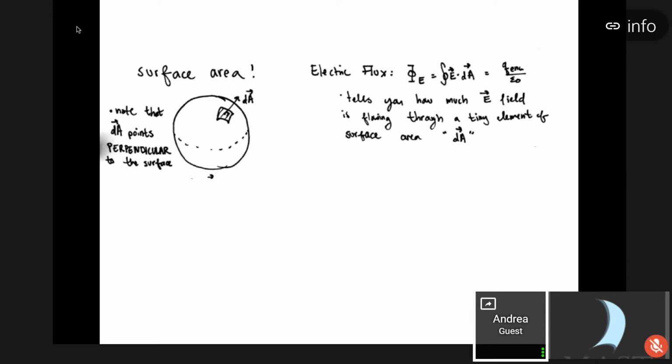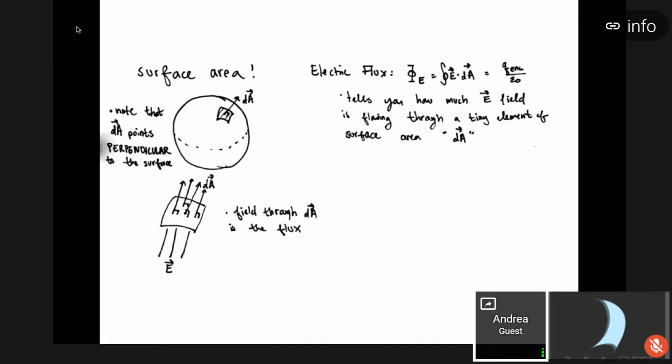But notice that dA is not just the area of this differential, but it actually has a vector component, a direction to it. dA points perpendicular to the surface, not parallel. This is especially useful to us as we try to simplify Gauss's law, and you'll see that later. But first, I just want to show you a visual of what this integral expression tells us about electric flux.